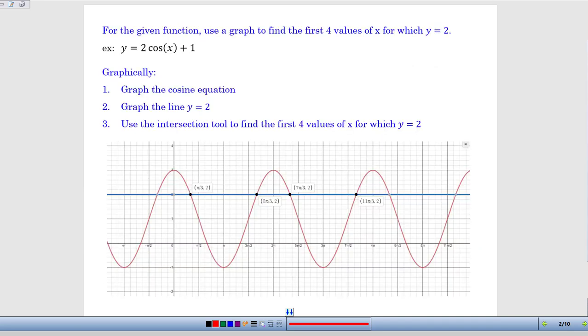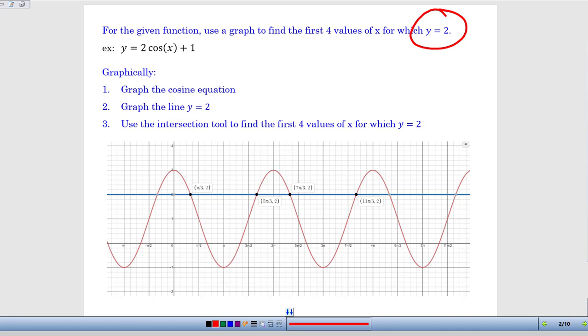So take, for example, an equation like y equals 2 times the cosine of x plus 1. I've cheated and I've used Desmos here to help sketch the graph of that function. Let's say we want to know all of the places where y equals 2. What we can do is graph the equation like I have, the cosine wave that we see in front of us, and then we can graph the line y equals 2. That's the blue line going across our graph.